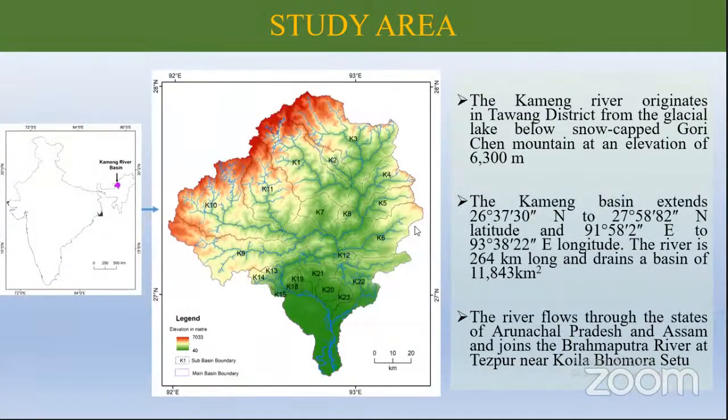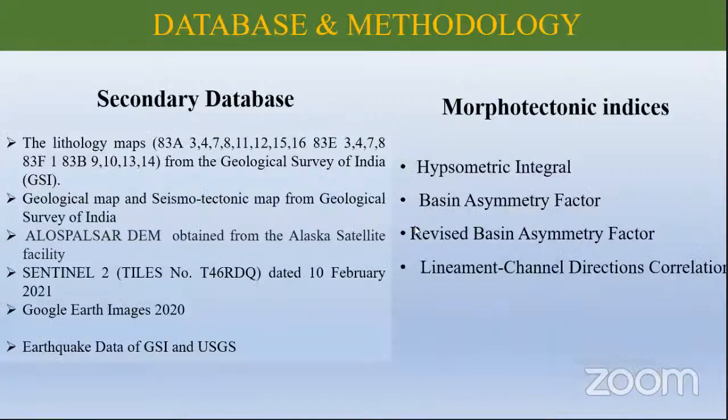This is my study area. The Kameng River basin originates from Tawang district of Arunachal Pradesh and confluences with the Brahmaputra River near Tezpur, and it is 264 km long.